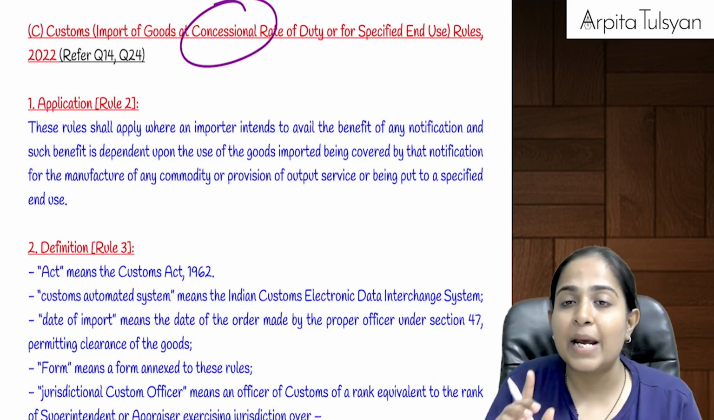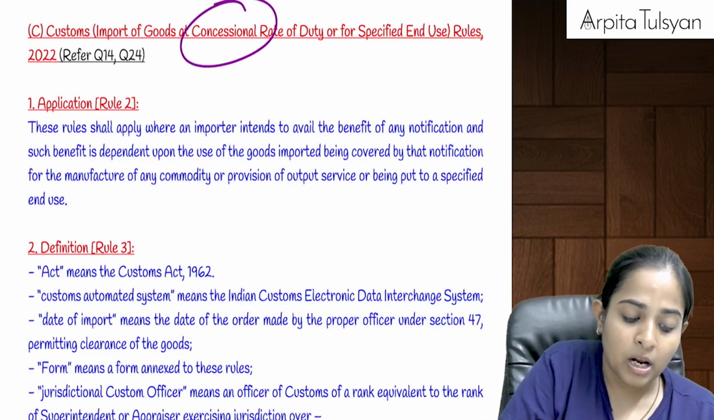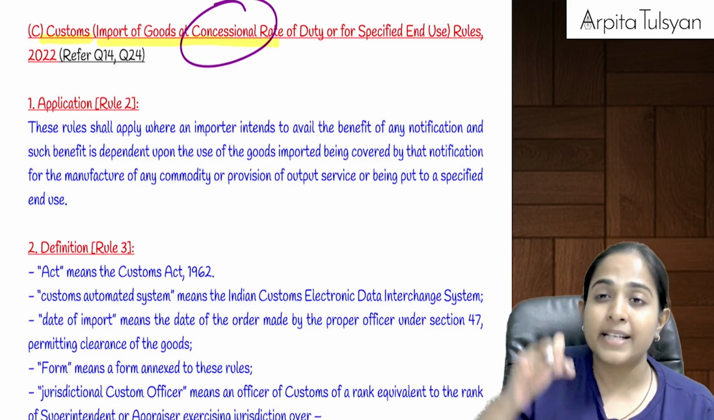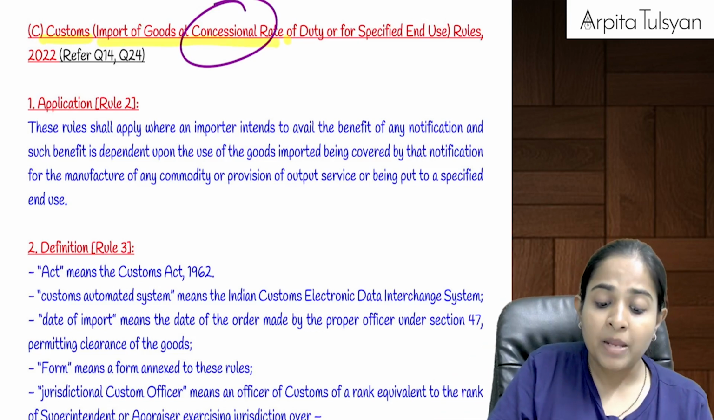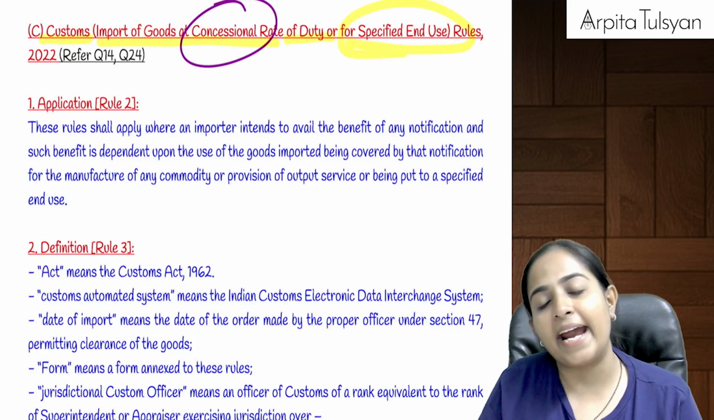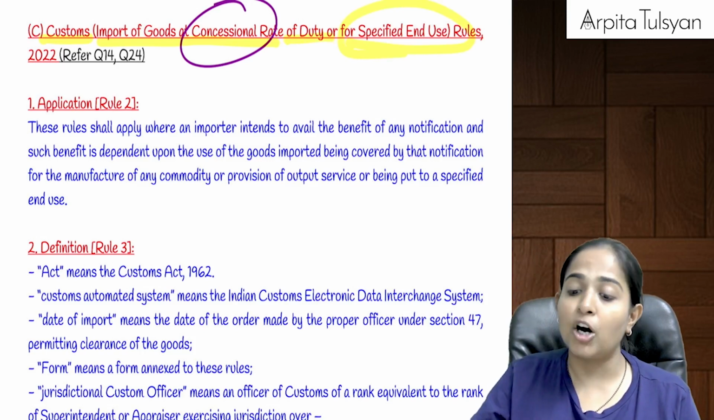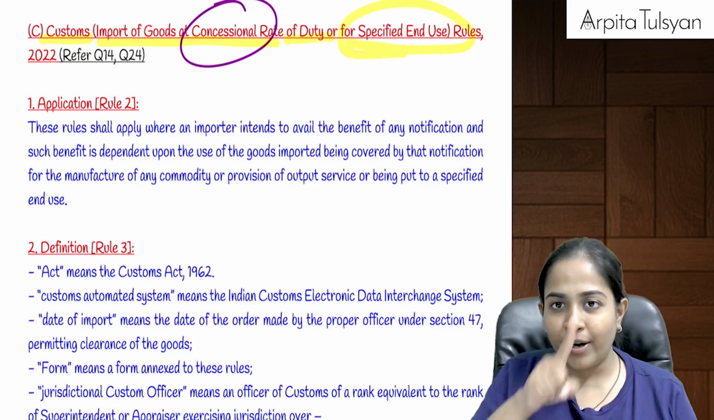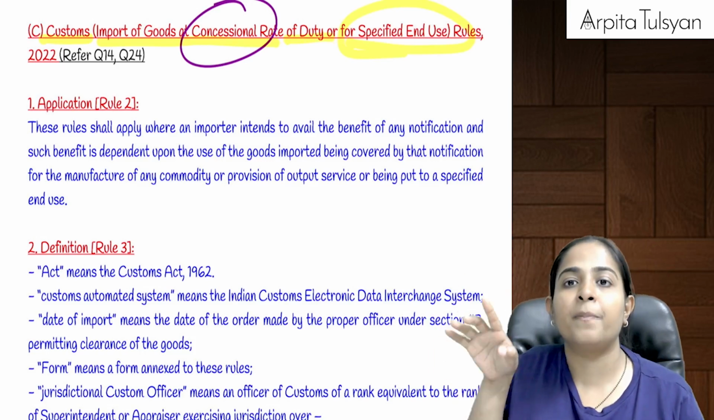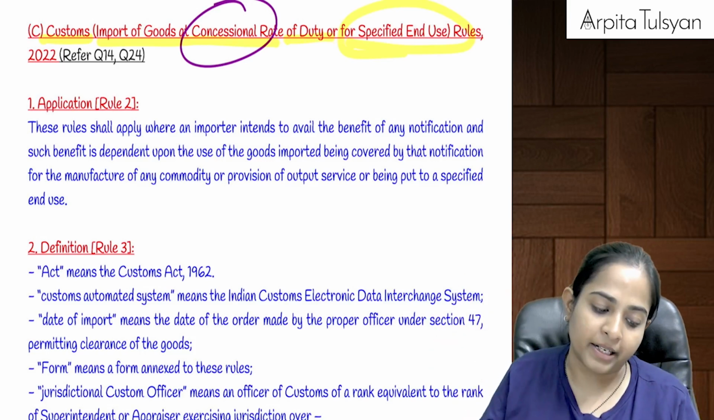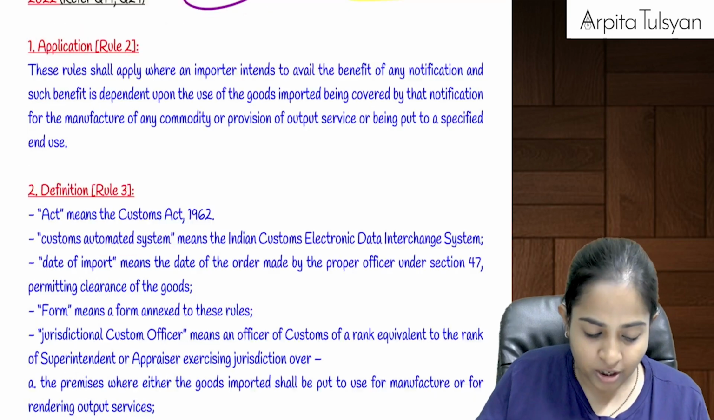See the name of the rule, everyone. Customs, import of goods at concessional rate of duty or for specified end use. Means the government is telling you everything. If you import this, it should be used for this purpose, then only your import duty will be exempted. For that they have given you the procedures.